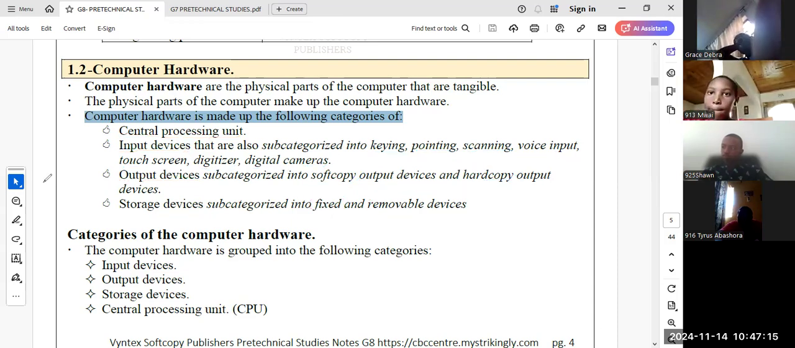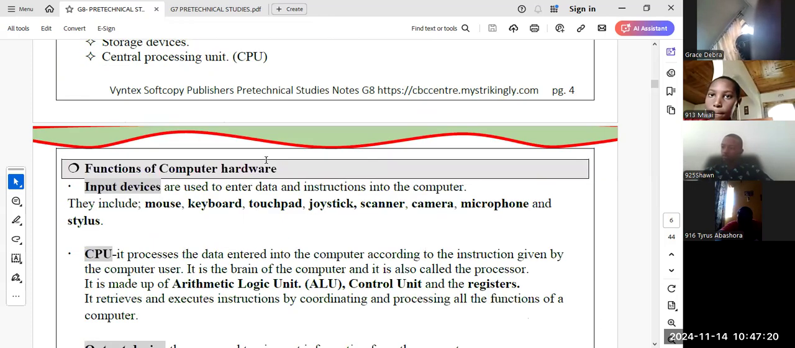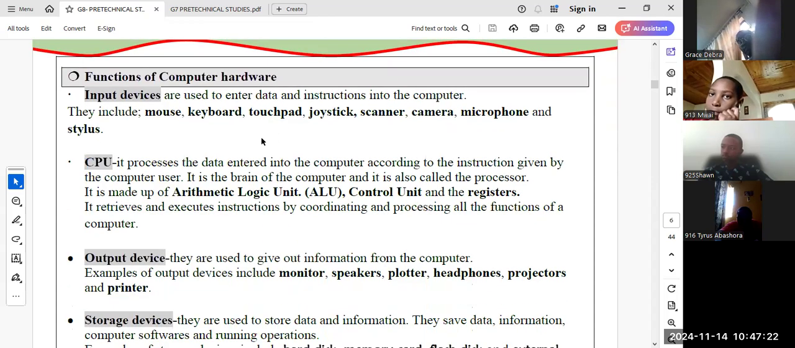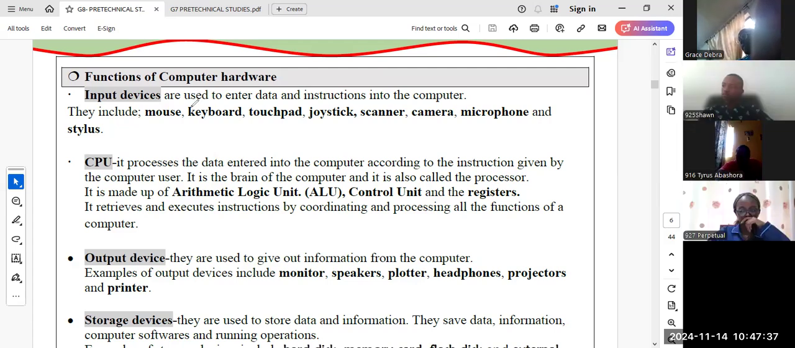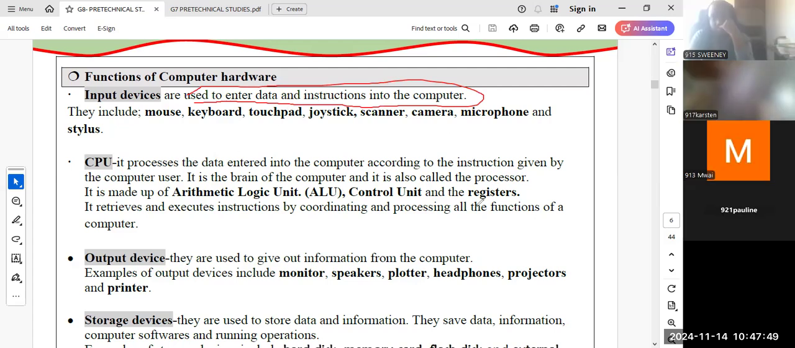We were starting with what we refer to as the input devices. We even gave the functions of these input devices and their examples. We said that input devices are used to enter data and instructions into the computer. And some of the examples we have around.